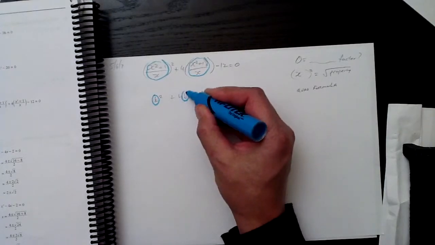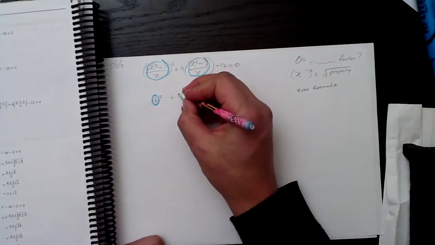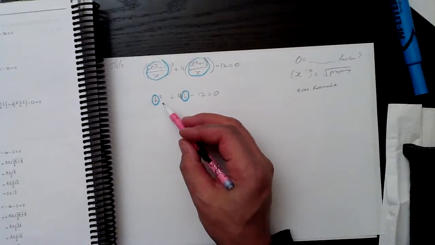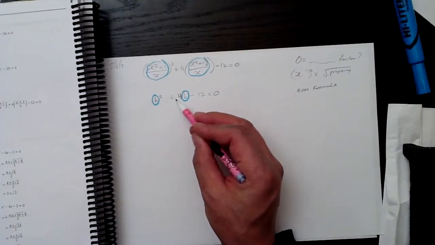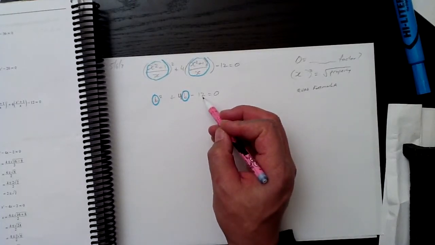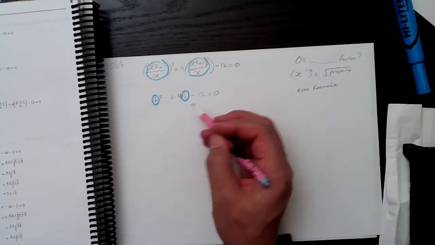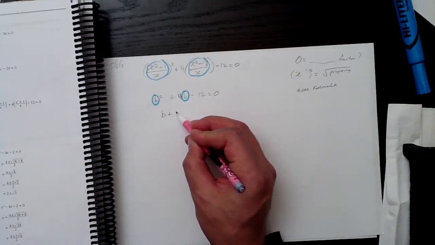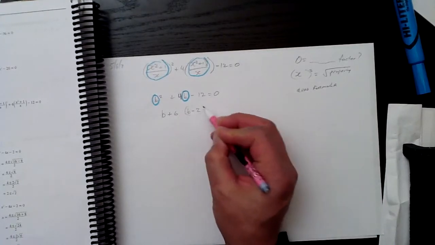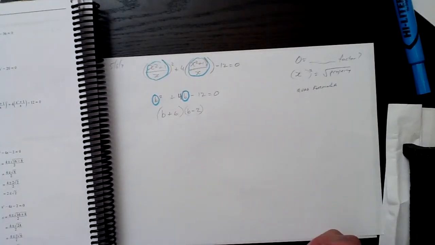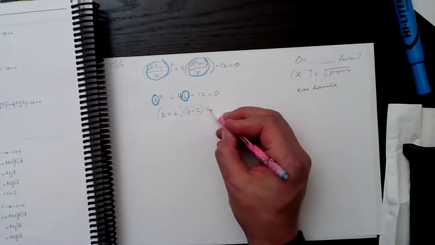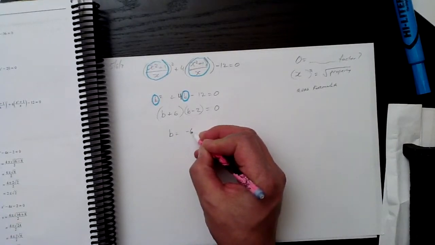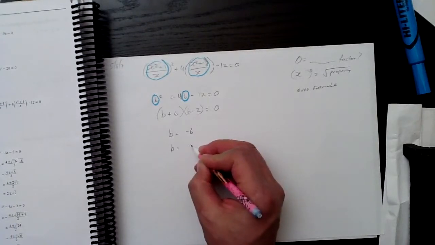We'll circle it just to remember it. I just picked b randomly, by the way. Now, if that's the case, b squared plus 4b minus 12, I can factor that. I can go b plus 6, b minus 2, and that actually factors, equals 0. So b can equal negative 6 and b can equal 2.